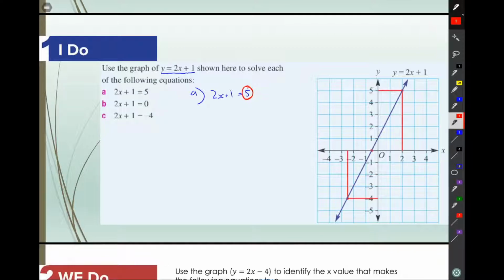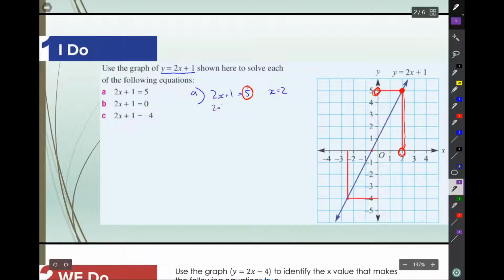So we can come over here to the graph of y equals 2x plus 1. We can find y equals 5. We can read across horizontally to the point on the line, that's this one here, and then we follow it down vertically to find the x value, and that's all the way down here at x equals 2. So we're going to suggest that for this equation to work, x has to equal 2. So let's test it.